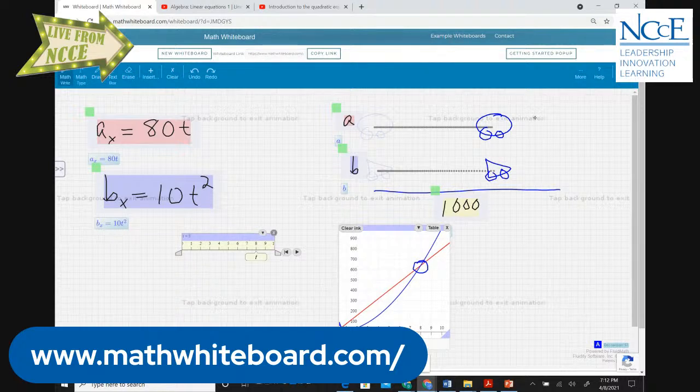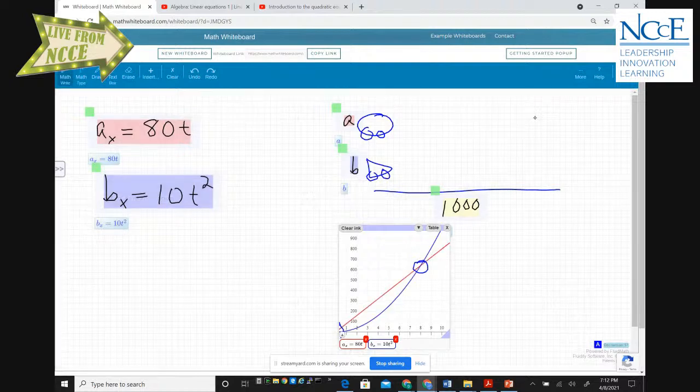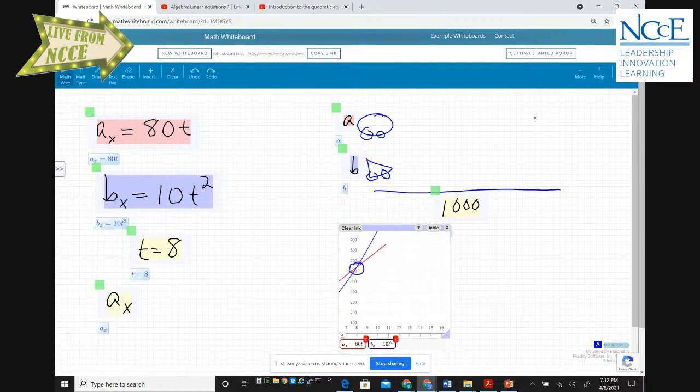Let's prove it. The way we can prove things in algebra is through substitution. So let's substitute in the value of our hypothesis when time equals 8 to see if the location of car A along the x-axis is what we think it might be from the graph, about 650. Let's see. 640, pretty close. If B sub x is also 640, then we have proven the hypothesis.